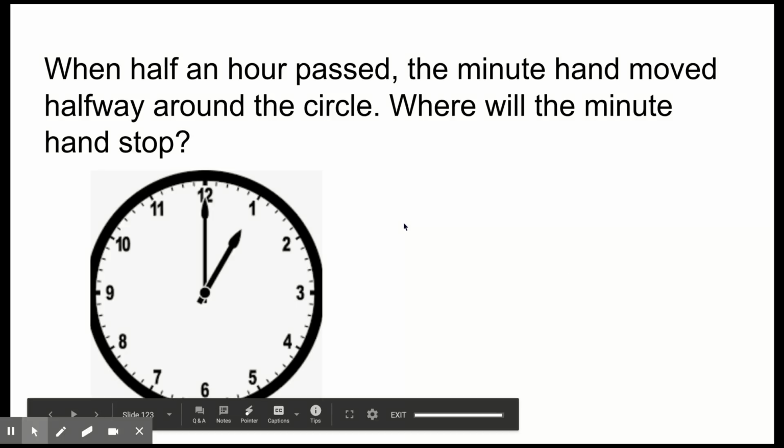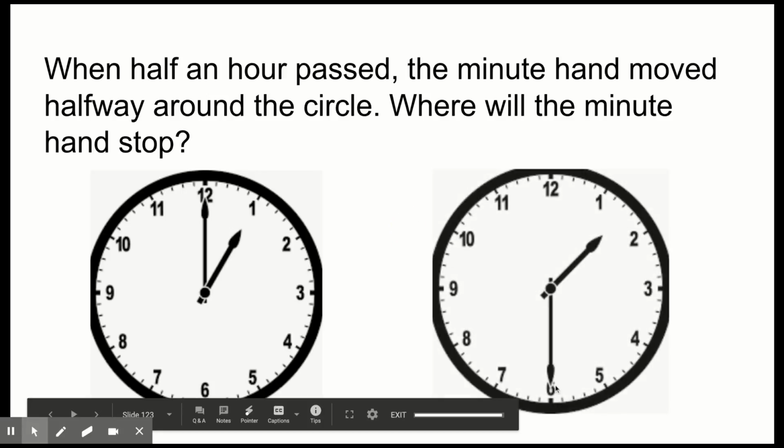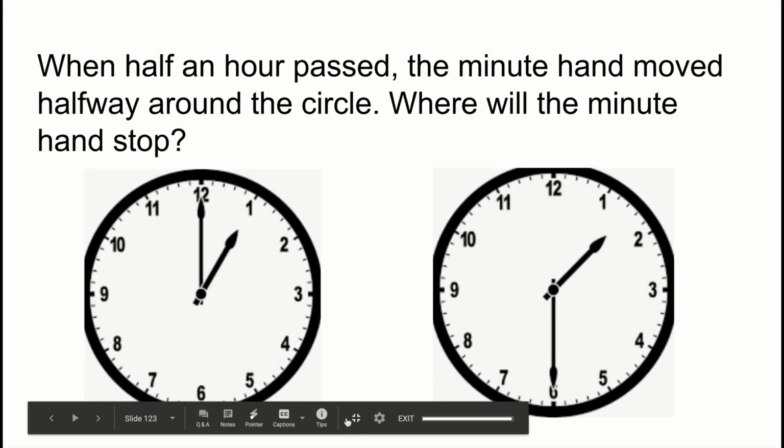When half an hour passes, the minute hand will move halfway around the circle. Where will the minute hand stop? The minute hand will stop at the 6. If it moves halfway around the circle, you divide the circle in half, just like a fraction.